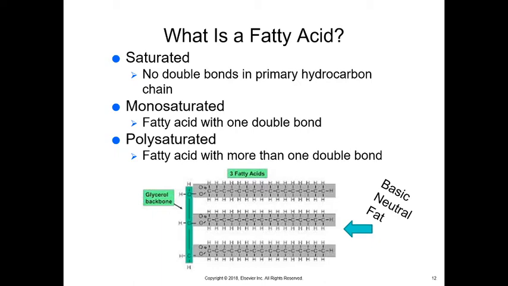When you have double bonds or no double bonds, it just tells you how easily things can be transferred from the fatty acid and back. So there are sometimes when we need saturated fatty acids in our body, but a lot of times when we need non-saturated fatty acids. So this is a triglyceride. This is a picture of a triglyceride, which is also called a basic neutral fat. It has a glycerol backbone with 3 fatty acids attached.